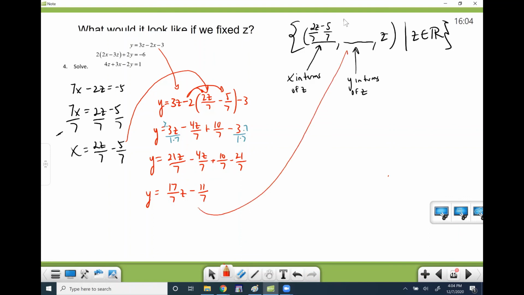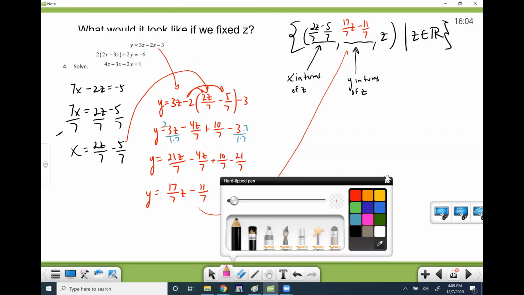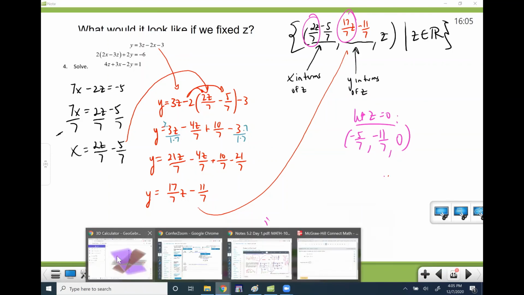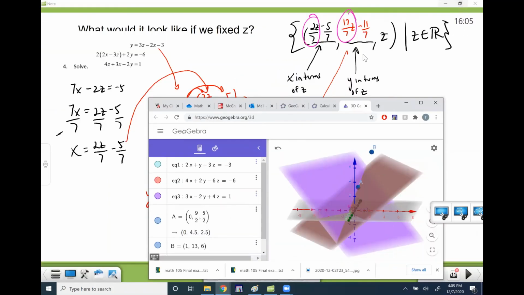So put it in right there. So for example, if you were to let Z be 0 this time, okay? So if I plug a 0 in for the Z, this gets annihilated, just negative 5/7 stays. This gets annihilated, so just negative 11/7 stays, and Z is 0. Apparently, that's a point on that line where they intersected.